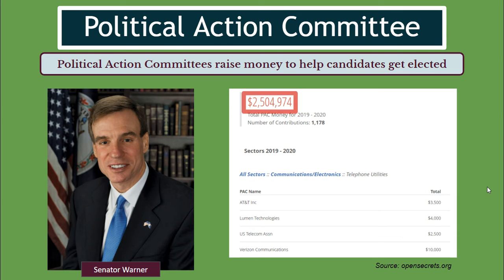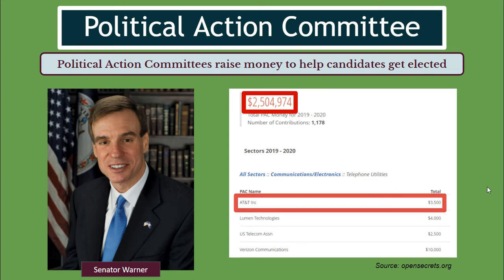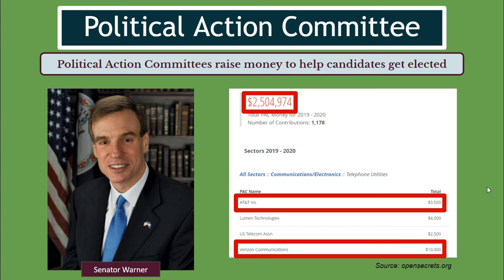Senator Warner accepted $2,500,000, and he accepted money from PACs like AT&T and Verizon. He accepted $3,500 from the AT&T PAC and $10,000 from the Verizon PAC. So again, when a bill comes in front of him, if it has something to do with communications or electronics, something that might affect AT&T or Verizon, he's going to take into consideration and be influenced by the fact that they have given him money to help him get elected.